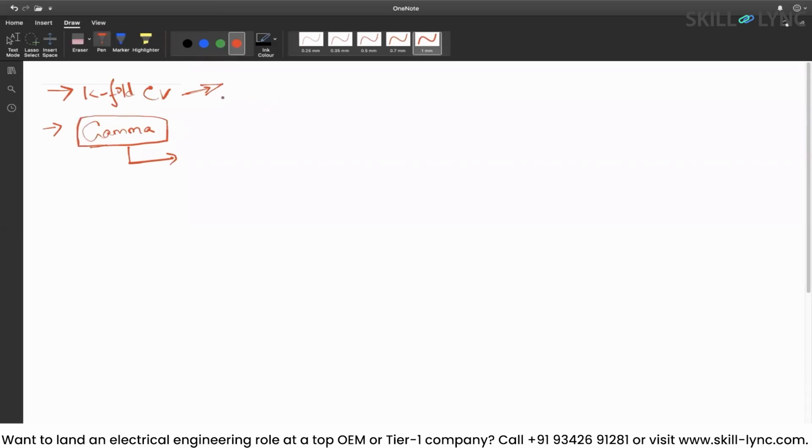So let's discuss k-fold cross validation. Now let's take a very simple data set which has 10 data points.